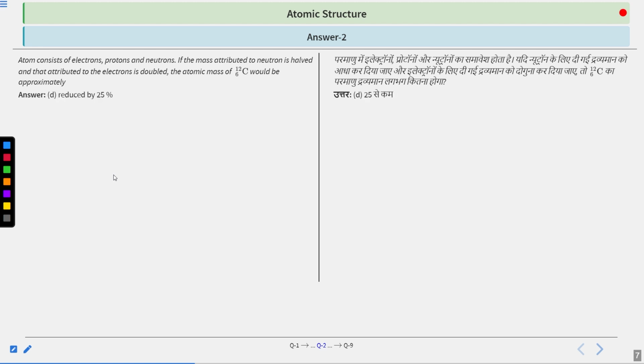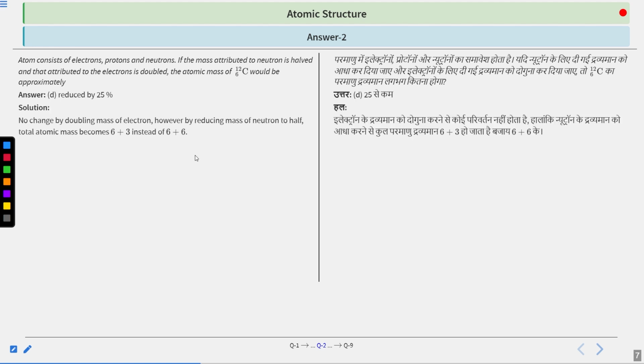Now, the correct option is first of all reduced by 25%. How will we find it? Initially we calculate the mass of, say, a carbon atom. What will it be? It will be 6 plus 6, 12. This is also mentioned here, right?